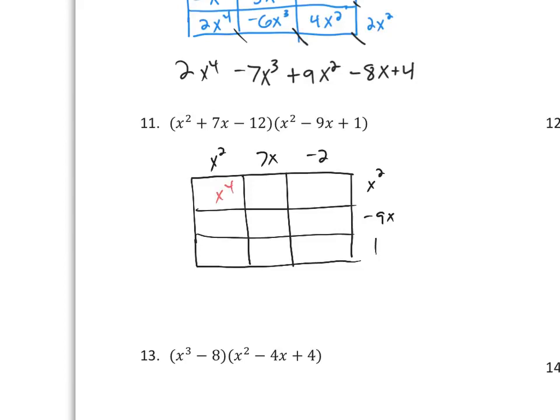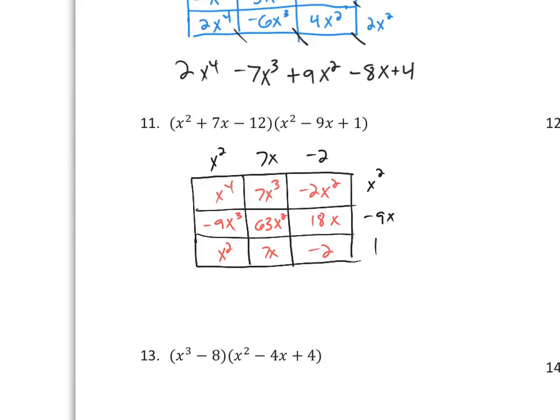X to the fourth, 7x cubed, negative 2x squared, negative 9x to the third. We've got 7 times 9, 63, x squared. So negative 2 times negative 9, positive 18. Positive 18 x, x squared, 7x, and negative 2.